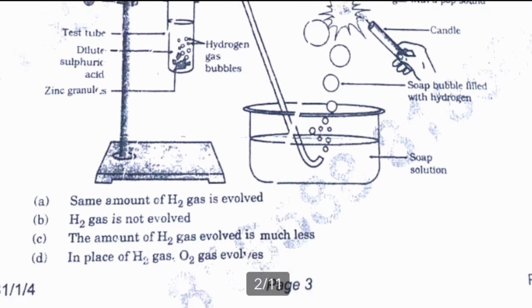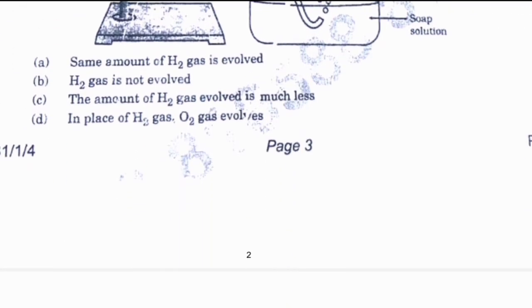So options are, option number A, same amount of H2 gas is evolved. Option number B, H2 gas is not evolved. Option number C, the amount of H2 gas evolved is much less. Option number D, in place of H2 gas, O2 gas evolves. So the correct answer is same amount of H2 gas is evolved.